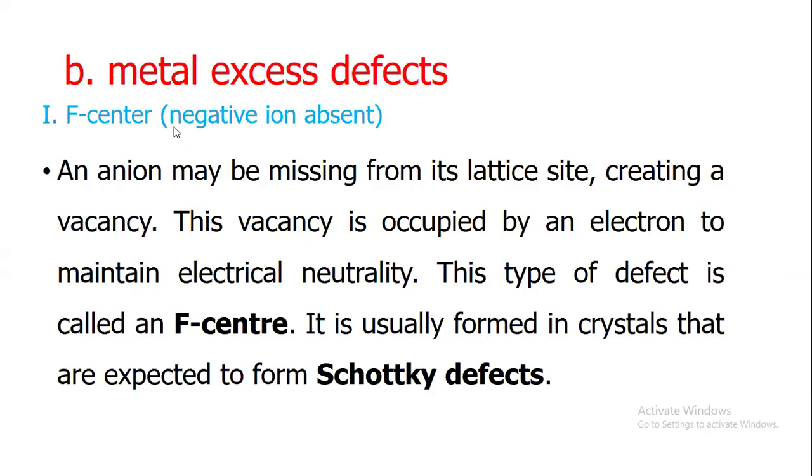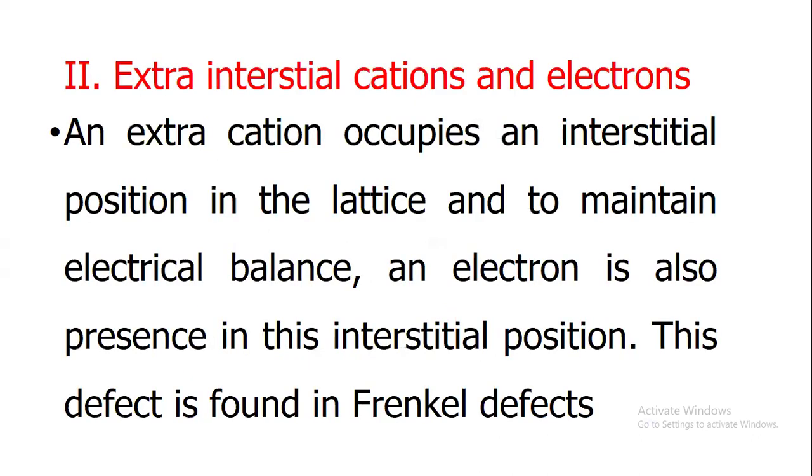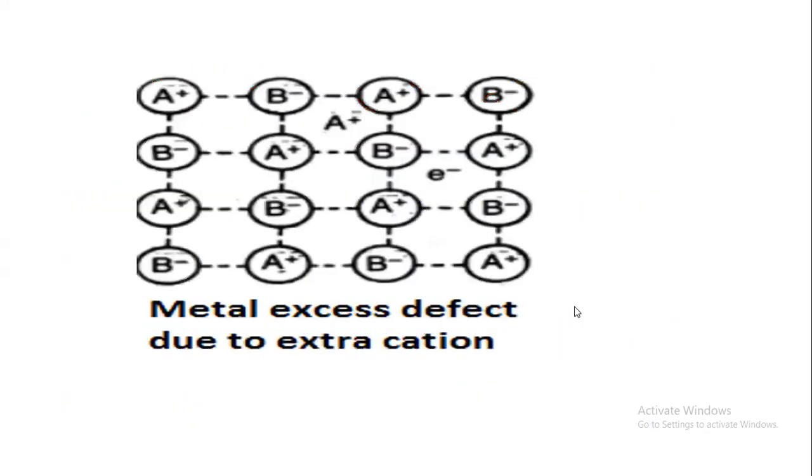Metal excess defects: the negative ion is absent, and an anion may be missing from its lattice site, creating a vacancy. This is occupied by electrons to maintain electrical neutrality. This type of defect is expected in crystals that usually show Schottky defects. The other metal excess defect: extra interstitial cations and electrons. An extra cation occupies an interstitial position in the lattice, and to maintain the electrical balance, an electron is also present in this interstitial position. This defect is called the Frenkel defect.